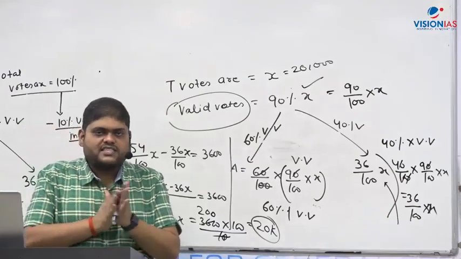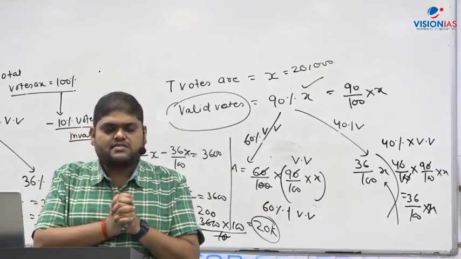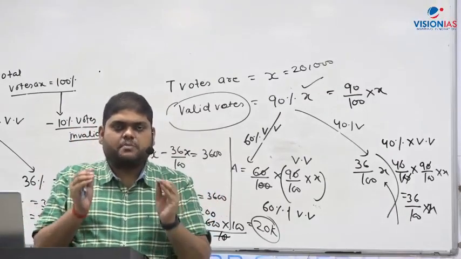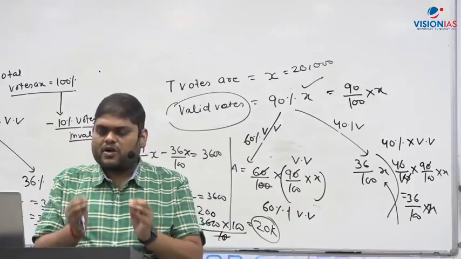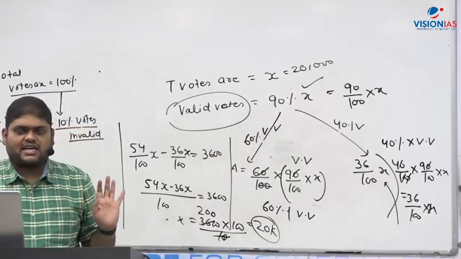Now, I hope this is clear. I hope this is clear now with the help of X. There is nothing here, only percentage basic concept. What is the trick here? The valid vote, the invalid vote, nothing else.